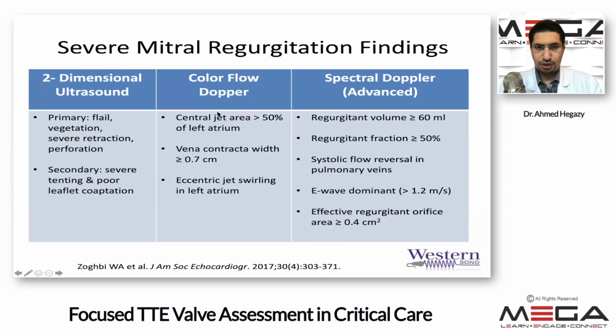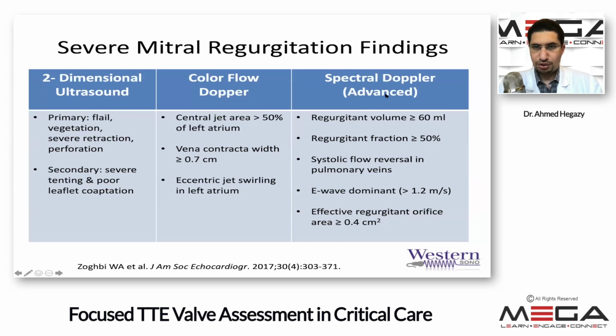Remember, you want to include your left atrium because that's the receiving chamber for your jet. And you want to assess whether that jet looks significant enough. If it's more than 50% of the left atrium, that is considered severe. Or if the vena contracta is greater than or equal to 0.7 centimeters, that is considered severe. Or if it is an eccentric jet that is swirling in the left atrium and hugging the wall and reaching all the way to the back, that by default is also severe.